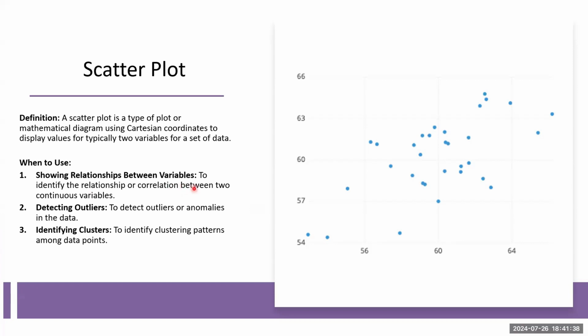So if we want to find a relationship between two continuous variables, detecting outliers, plotting and looking at the data points that are way off the range or the concentration of most of them, also identifying clusters, then we can use this scatter plot.